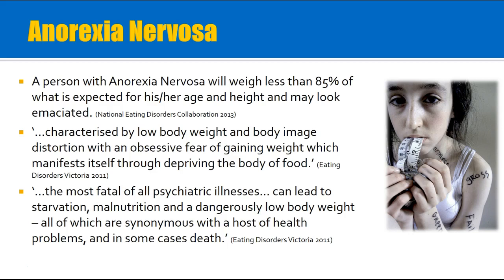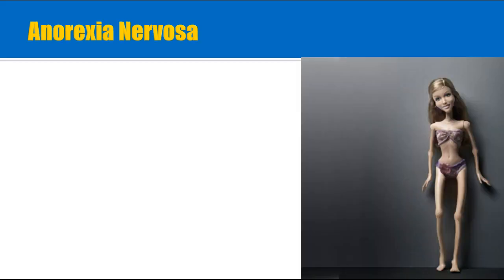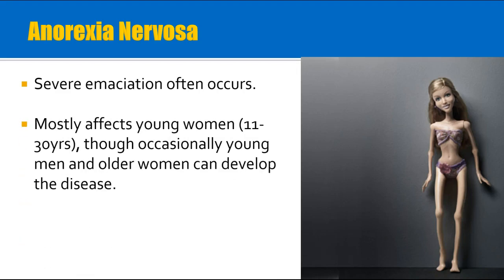Okay, so looking at some of the eating disorders that exist, anorexia nervosa is one where people weigh about 85% less than what is expected, characterized by low body weight and body image distortion, and is a psychiatric illness and can, in some cases, result in death through starvation and malnutrition, which is horrific. So severe emaciation, like Barbie over there, occurs where you just look very sickly.